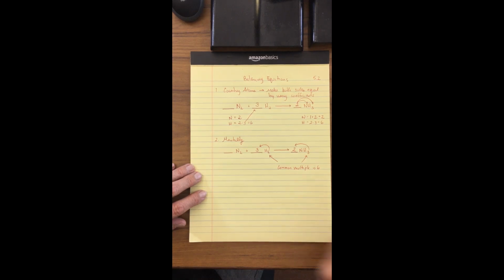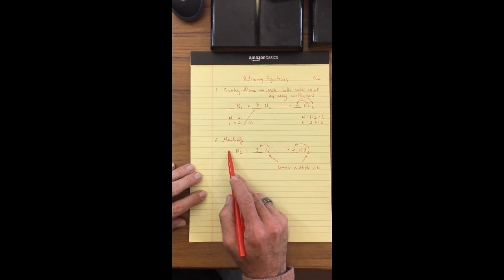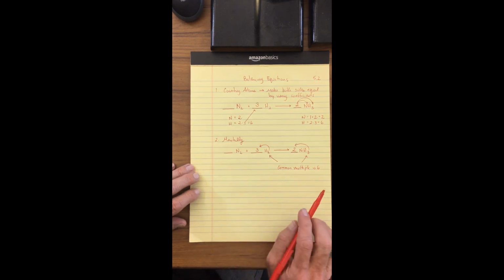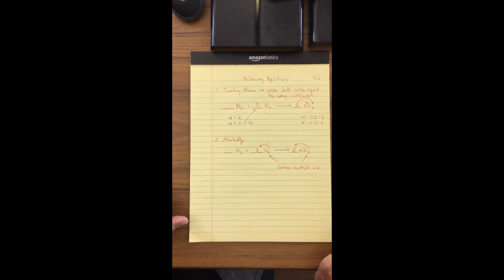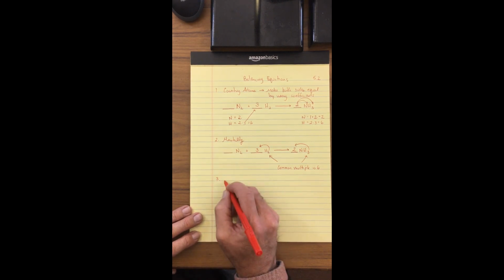So now we should just double check. So now we have 3 times 2 is 6 hydrogens, 2 times 3 is 6 hydrogens, 2 times 1 is 2 nitrogens, 2 times, which is a 1 right here, 2 times 1 gives me 2. So therefore, this is going to be balanced. That's a balanced reaction. So let's go through the steps. We're going to be doing more counting. Okay, so here's our third example. And these are going to get a little bit more complex.